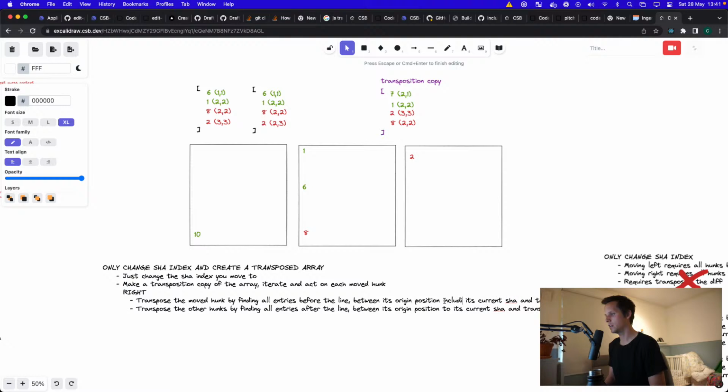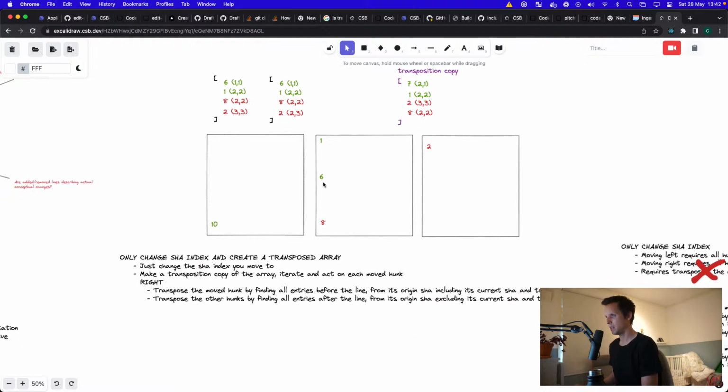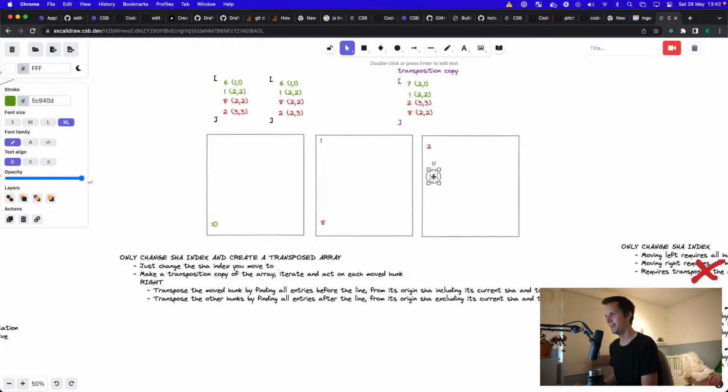Including its current SHA. Between its origin position, excluding, from origin SHA, excluding its current SHA. Okay, so that makes sense here, but what if we did this?